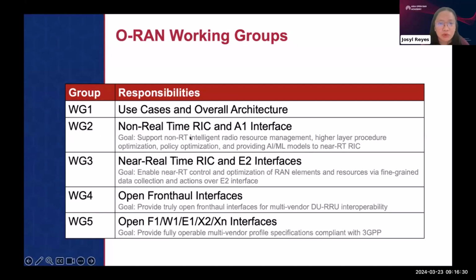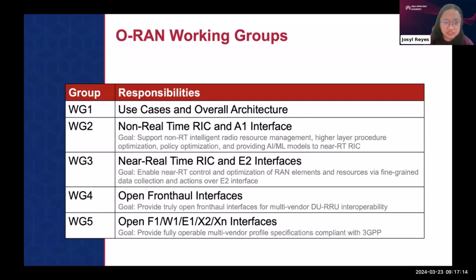So working group 2 supports non-real-time intelligent radio resource management, usually for optimization of higher layer procedures, policy optimization, and if there's a need for AI and ML models to be provided to the near real-time RIC. That's why in our previous webinars conducted by Ayora, there were also discussions on AI and machine learning. It's because we can already introduce these concepts or models into the RAN, or particularly into the RAN intelligent controller. Okay, working group 3 is more on the near real-time RIC and the E2 interface.